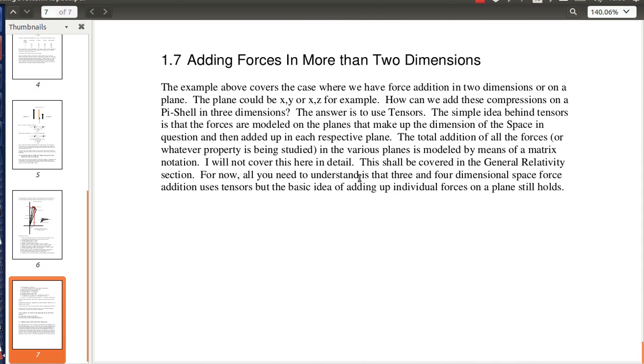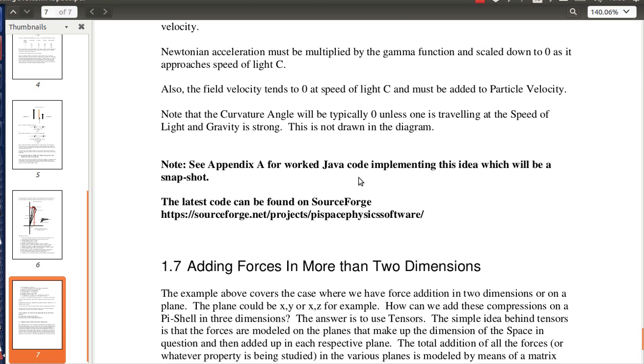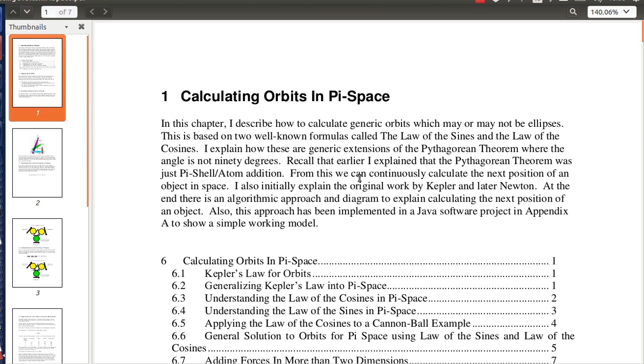This document is called Calculating Orbits in PySpace. This is the Calculating Orbits in PySpace document, and it's part of the PySpace theory. In part two, I plan to show the code, how it works, and show some examples. That's it. Thank you.